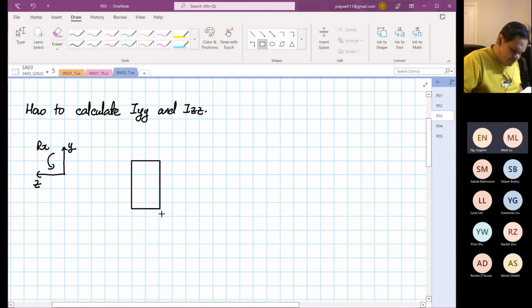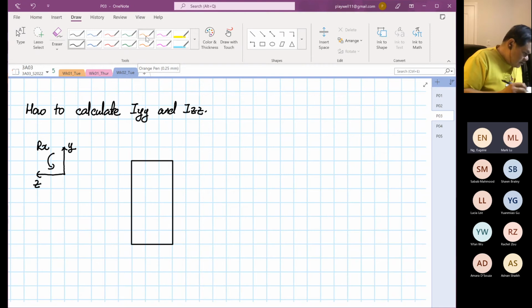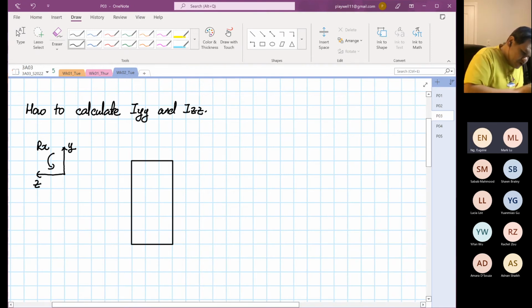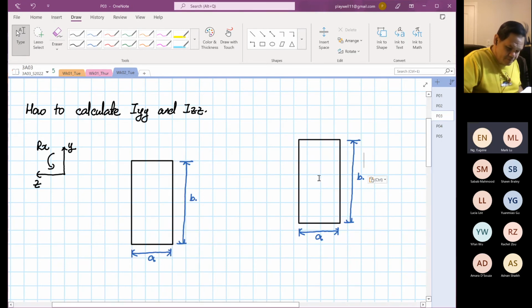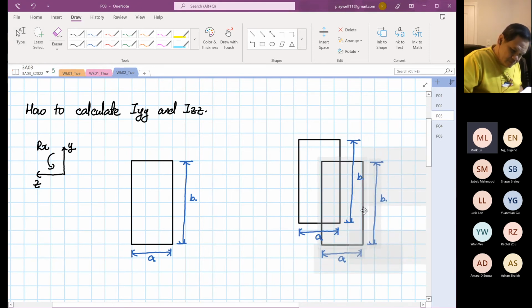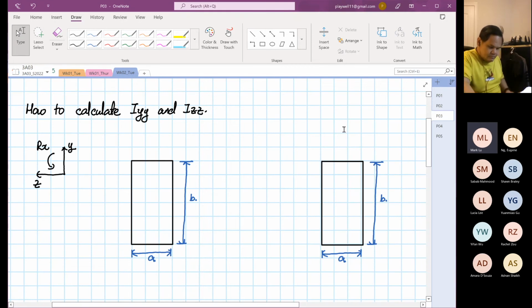So if this is our structure, I will call the dimension from here to here A, and the dimension from here to here B. I will copy and paste the same thing.